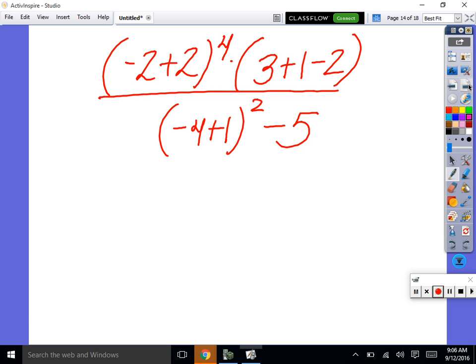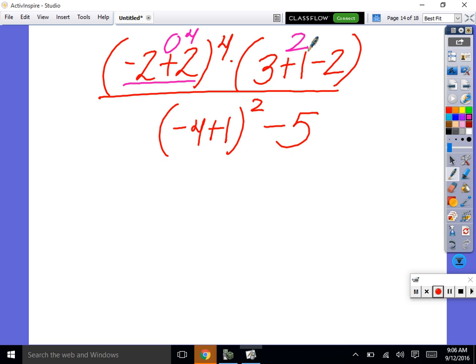So let's do this one. We always do, please excuse my dear Aunt Sally, parentheses first. So let's simplify in here. Isn't that 0? 0 to the 4th power, okay? Then inside here, addition and subtraction, we can just simplify. So 3 plus 1 is 4, 4 minus 2 is 2.